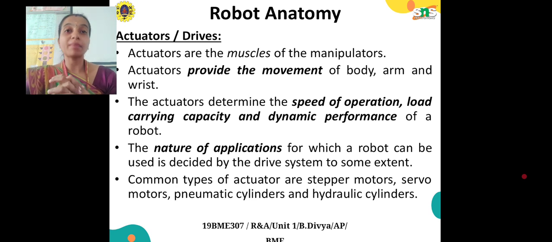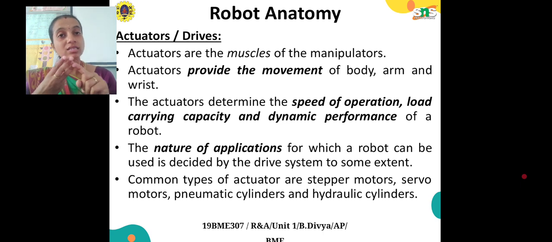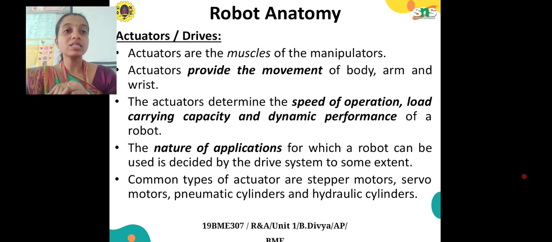Actuators are the muscles of the manipulators. What does the manipulator contain? It contains body, arm and a wrist. These three parts combined together are called the manipulator. This actuator will be acting as a muscle to the three parts. The actuator provides the movement of body, arm and wrist.